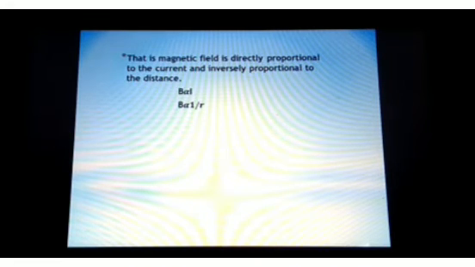Magnetic field is directly proportional to the current and inversely proportional to the distance. Distance means distance from the center to the circumference of the large circle. So as we move away from the conductor, the magnetic field decreases. If we move the compass needle from near the wire to away from the wire, we can see the deflection in the compass needle decreases. It shows that the strength of magnetic field decreases as we move away from the conductor.